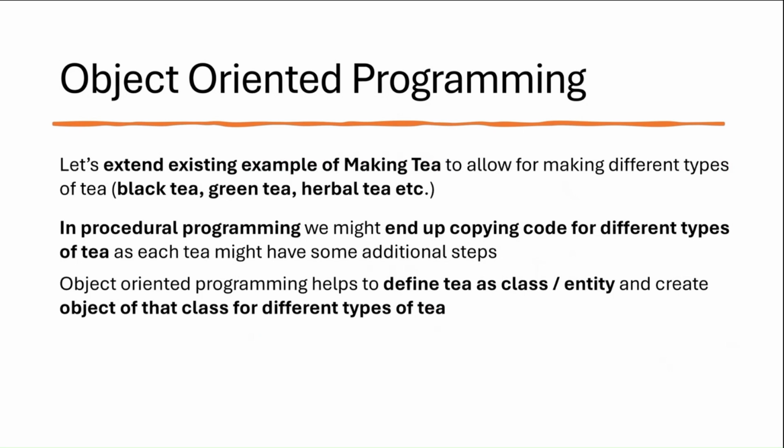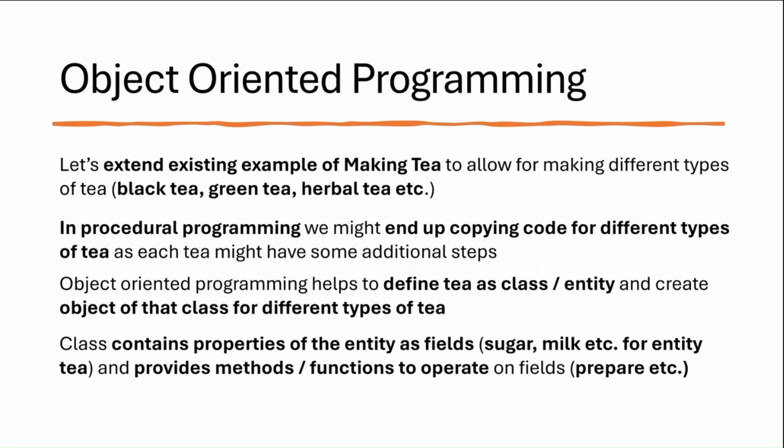Object-oriented programming solves this by defining the tea as an entity. So basically, we treat it as a class or template or entity, and create an object of that class for different types of tea, like herbal tea, green tea. Different objects will be created, and they will have their own logic and their own properties. So a class contains the properties of the entity, like fields such as sugar and milk for the entity tea, and it provides the methods or functions to operate on the fields, like prepare the tea. Now you can see these fields can be different when we create objects for different teas, like sugar, milk. Let's understand that in the next example.